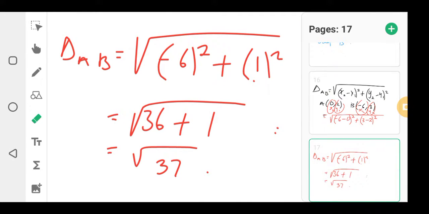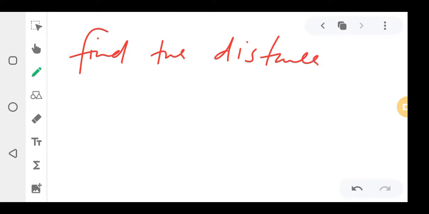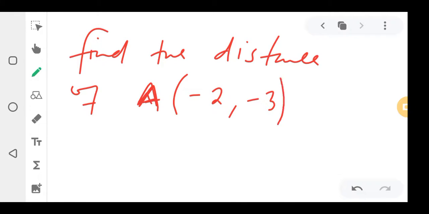And then the last example on the distance between 2 points. They say find the distance of AP, where A is (negative 2, negative 3) and P is (negative 1, negative 2).